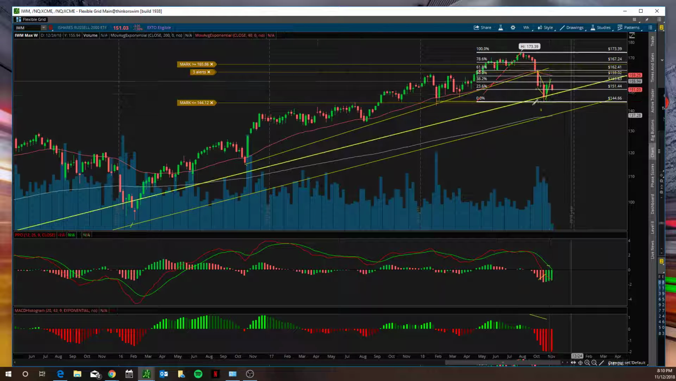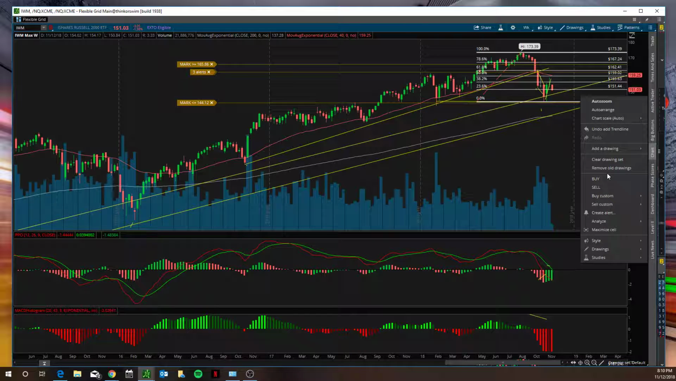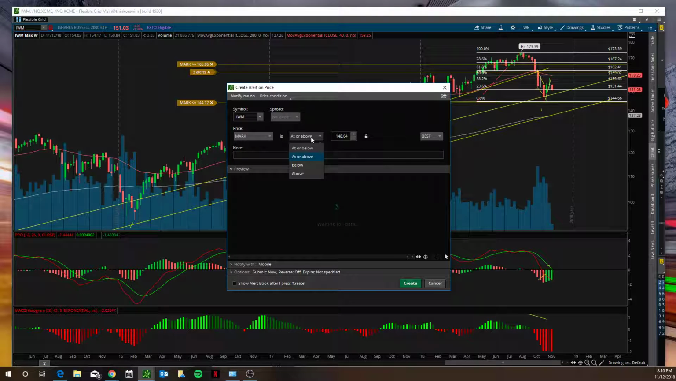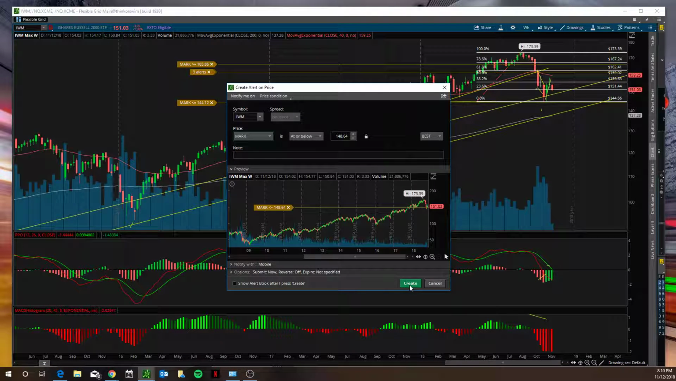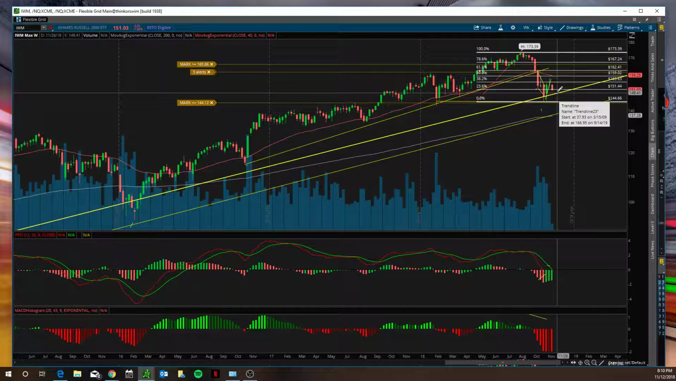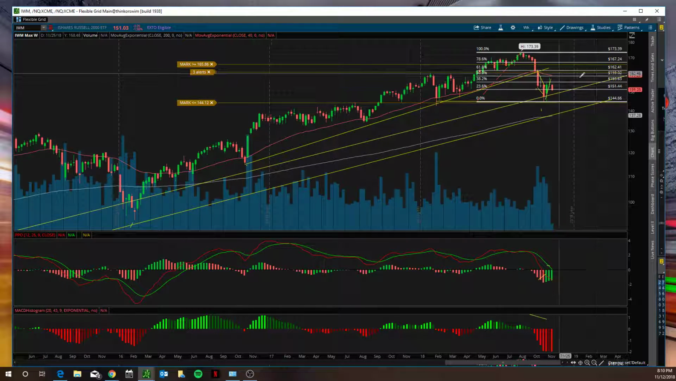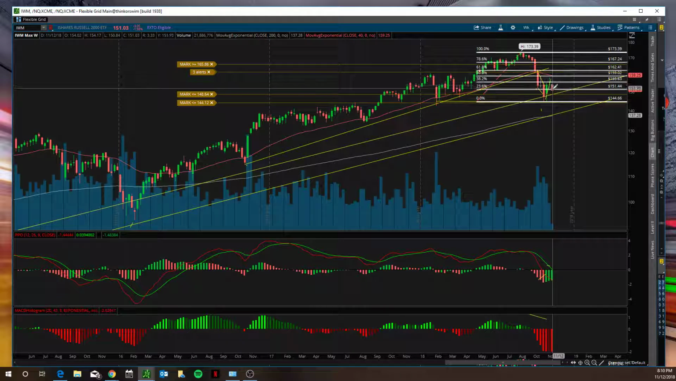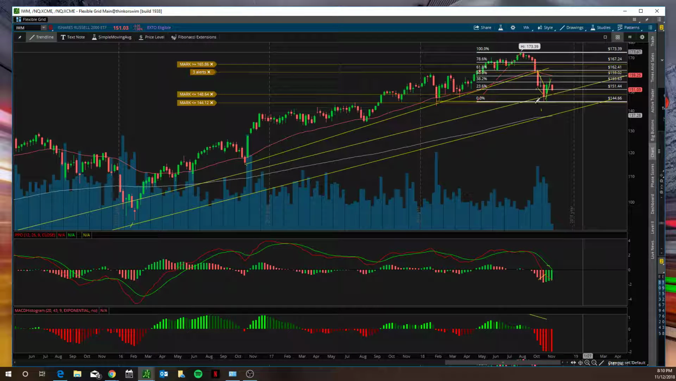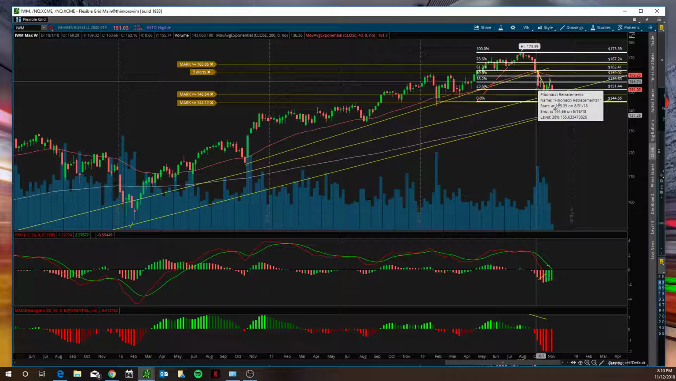So as of now, it's at support. So what am I waiting for here? Well, let's create an alert. I'm waiting for this line to break. And when this line breaks, it's time to get back in short. However, I'm also open to the fact that the markets continue to go higher. I'm not absolutely saying that they're going to break down immediately.